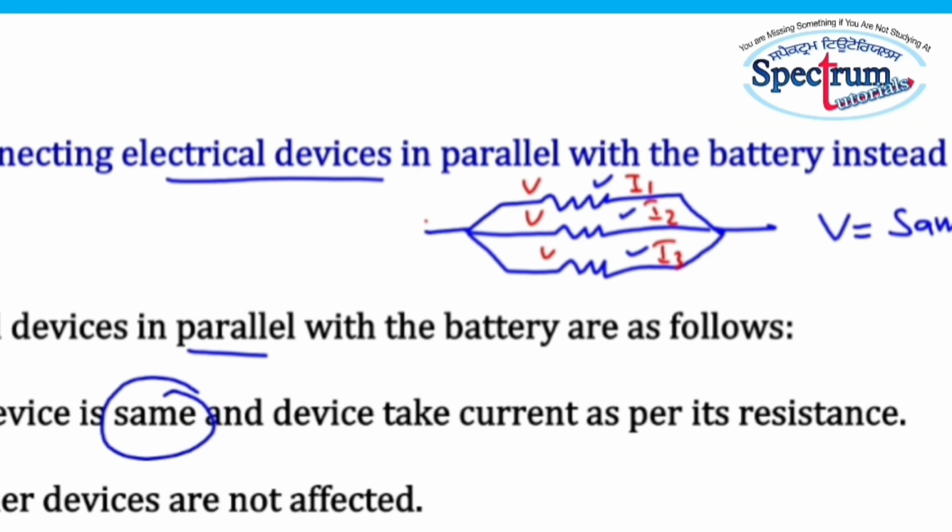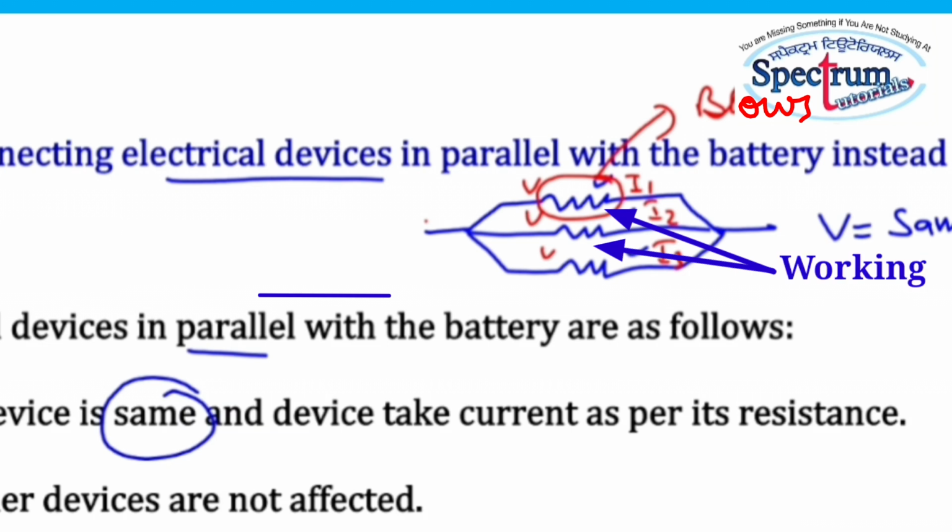So in parallel combination each and every appliance requires a different current, so they will draw the current they require from their circuit. If one of the devices in the circuit fails to work, other devices are not affected. Suppose if one of the appliances blows off, the other two appliances keep on working as they are drawing the current they require from the circuit.